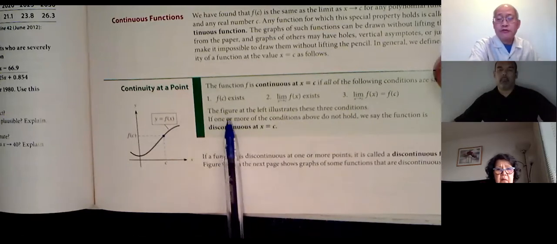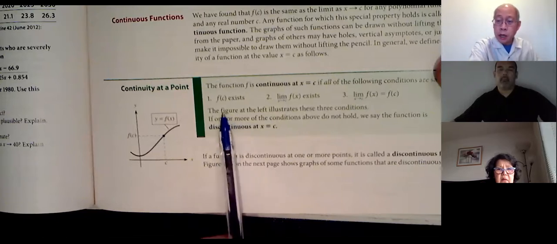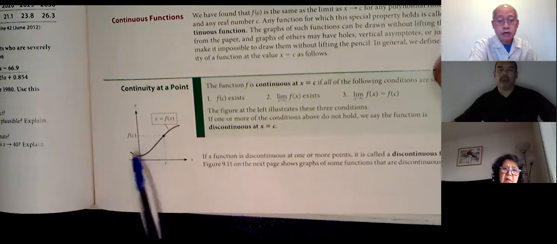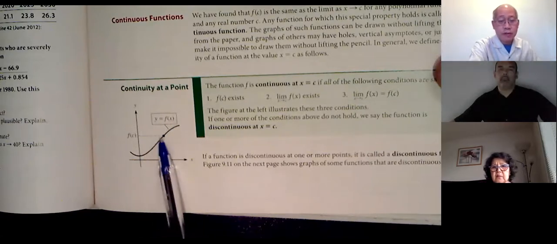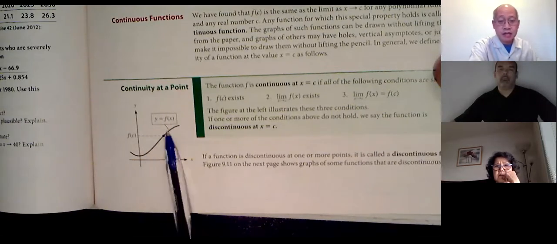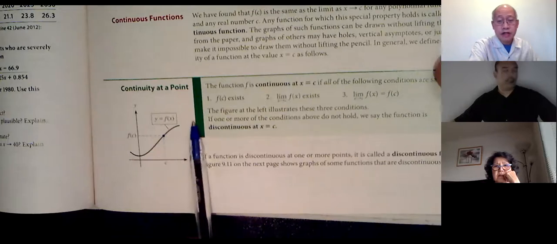If you were to take a very formal calculus class like the Math 110 series or Math 100 series, you might go over this a little bit more. But for now, we'll just say briefly, if you can draw the graph without lifting up your pencil from the paper, then it's continuous. And we'll just leave it at that.